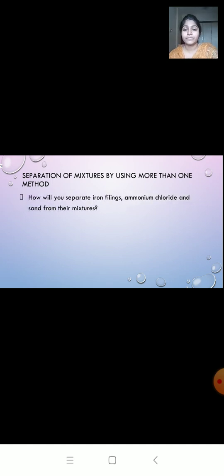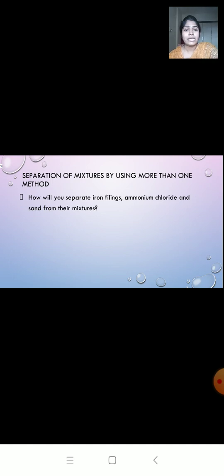Let's see. How will you separate iron filings, ammonium chloride and sand from their mixture? So over here we have a mixture of iron filings, ammonium chloride and sand. How are we going to separate these 3 components? Now first, let us look at the properties. Iron filings, if we add water, what will happen? It is not soluble. Even sand is not soluble. So water is not going to help.